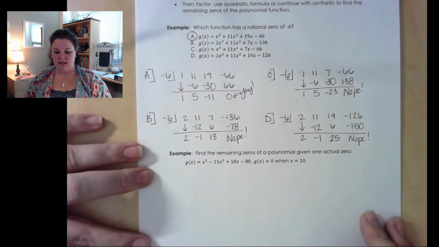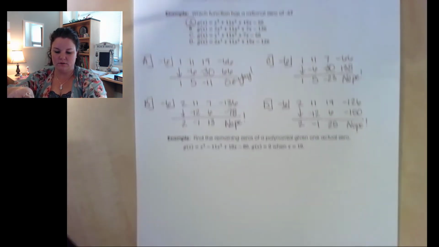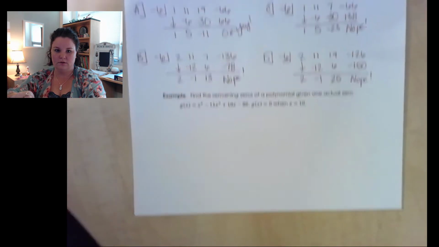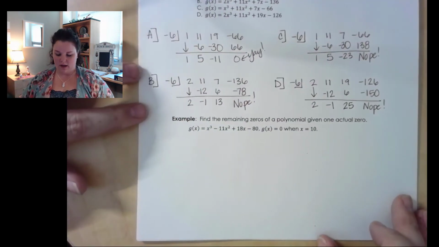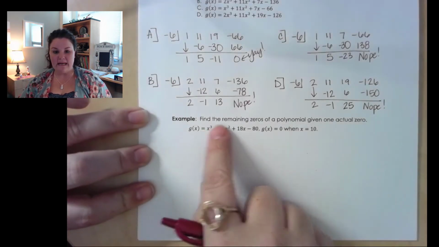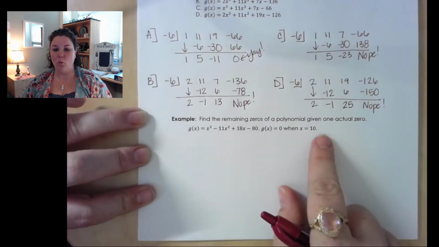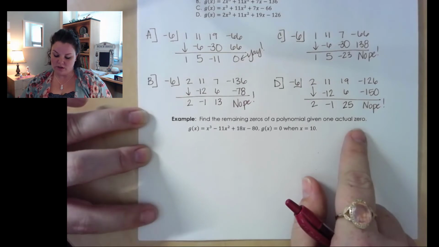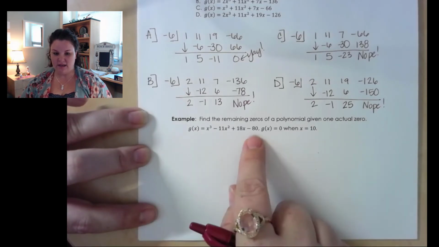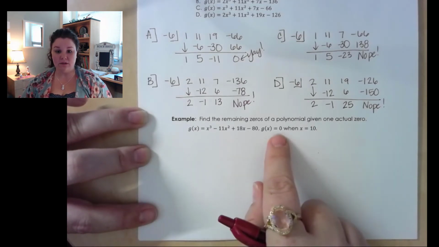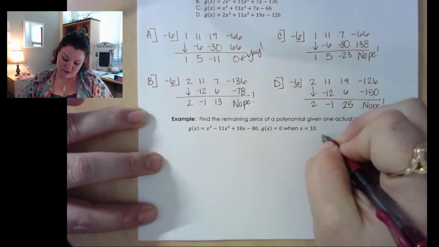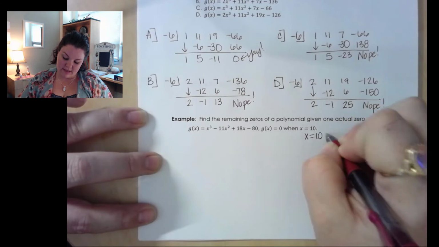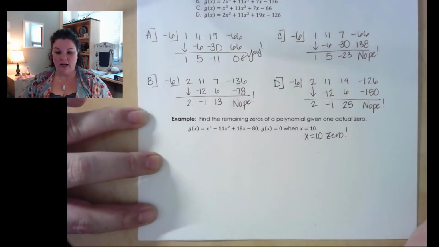So this example says, let me move this over. All right, this example here is just like that: find the remaining zeros of a polynomial given one actual zero. They're giving us this function g of x, and they're telling us that g of x is equal to 0 when x is 10. Basically they're saying x equals 10 is a zero, right?